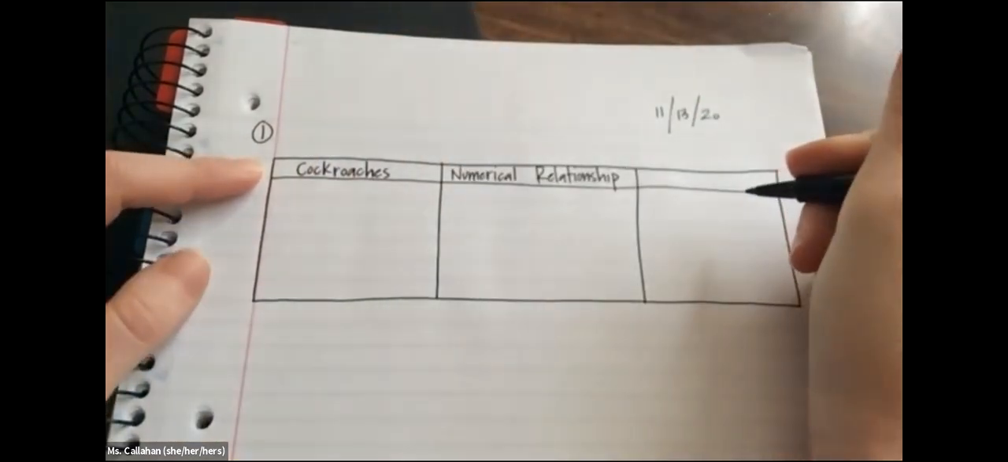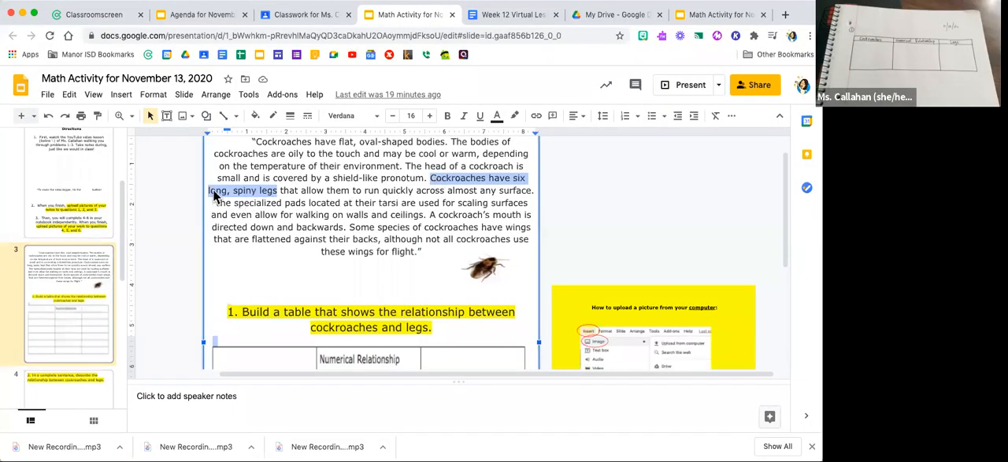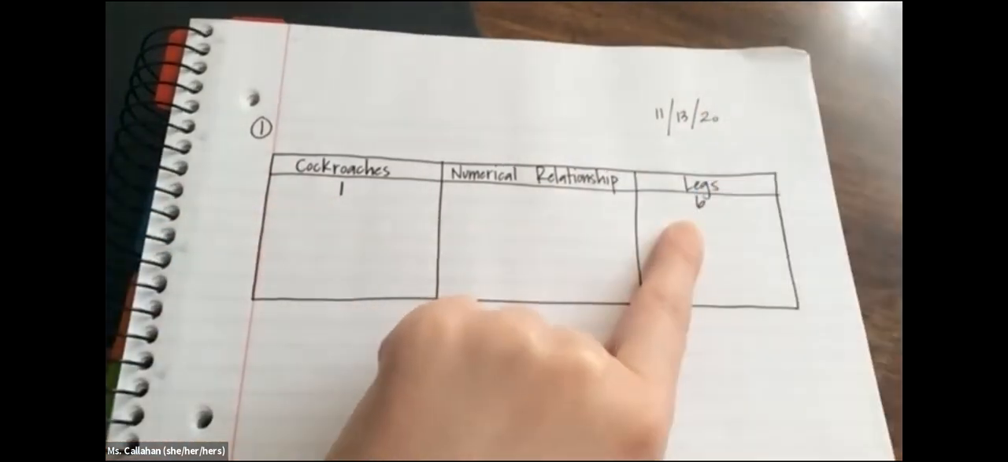And on the right-hand column, we're going to label it as legs. Okay? And what we already know, based off of the text we have read, is that cockroaches have 6 long spiny legs. I highlighted it right here. Cockroaches have 6 long spiny legs. So we know from there that for every 1 cockroach, they have 6 legs.